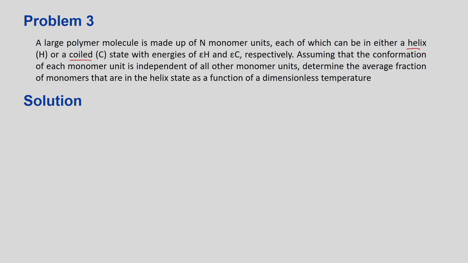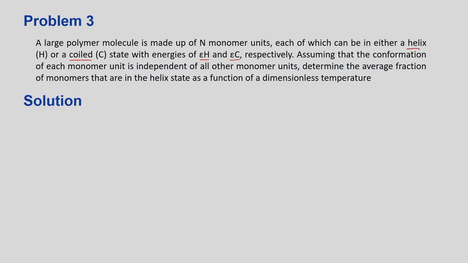The issue here is we are given the energies. The energy of a helix monomer is given as EH and the energy of a coiled monomer is given as EC. Assuming that the conformation of each monomer unit is independent of all other monomer units, determine the average fraction of monomers that are in the helix state as a function of a dimensionless temperature. So, what does that mean? It means that you have some monomers in the coil state and some monomers in the helix state. What is the fraction of those which are in the helix state as a total number of monomers? You are asked to find that, in terms of dimensionless temperature.